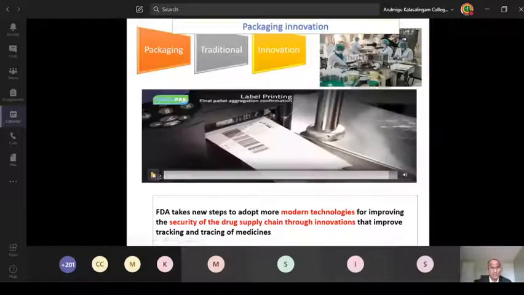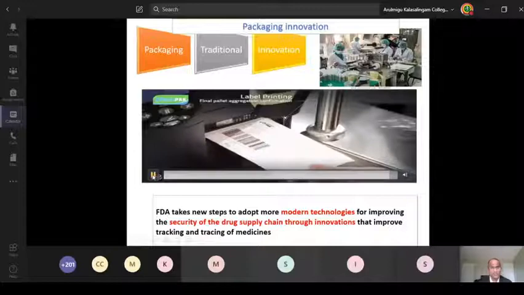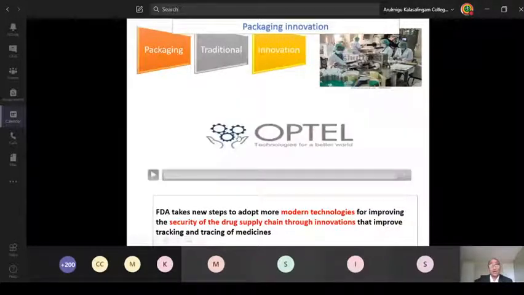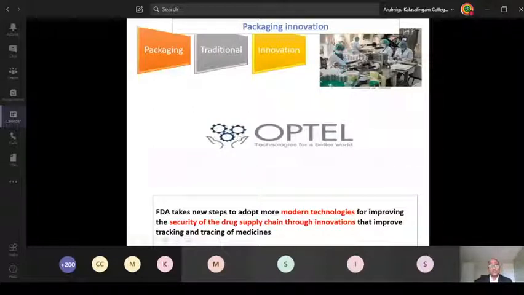Again, label printing for the final pallet aggregation and for confirmation. This is called continuous serialization of the packaging innovation, which the FDA is particularly urging the whole industry to adopt, because in order to make sure that the drug supply chain is safe and secure, the main purpose is the tracking and tracing of medicines and drugs. So this is called packaging innovation.